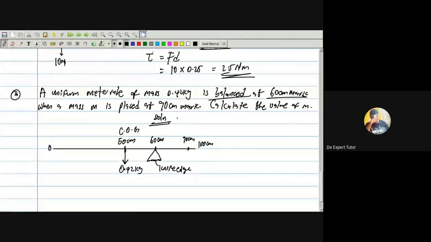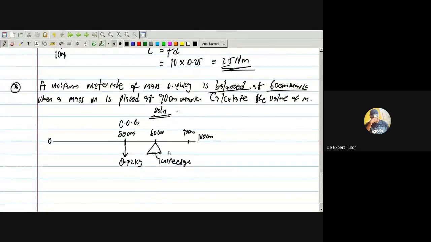So I will explain again because some people were not able to see my screen. Now, see, they said a uniform meter rule of mass 0.42 kg. If they give you the mass of anything, put it at the center. That's the center of gravity. So the whole meter rule is 100 centimeter, so the center of gravity will be at 50 centimeter. So I'll label that 0.42 kg. In other words, it's balanced at the 60 centimeter mark.